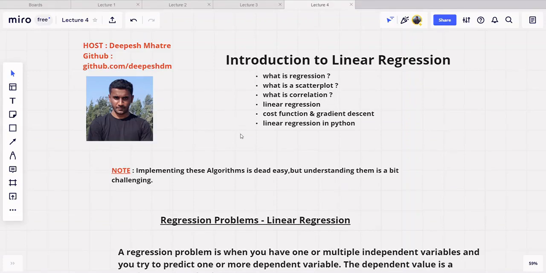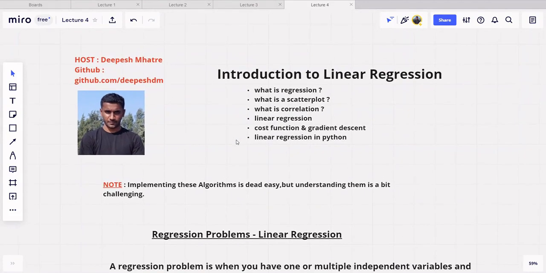So hey guys, this is Dipesh, and in this particular video we'll be starting with our machine learning algorithms. More specifically, we'll be discussing linear regression in this video. Also, this is one of the most important videos in the entire course because I won't be talking about just one particular algorithm, but about how almost all machine learning algorithms work in general.